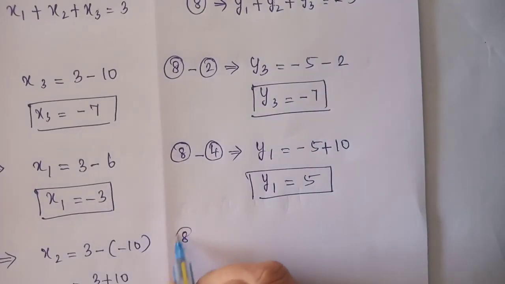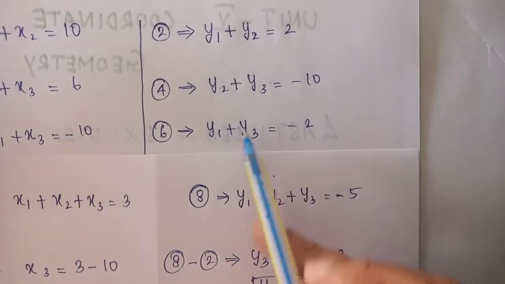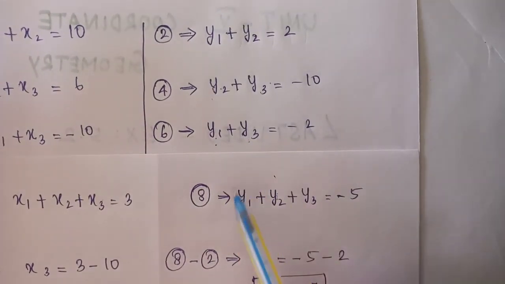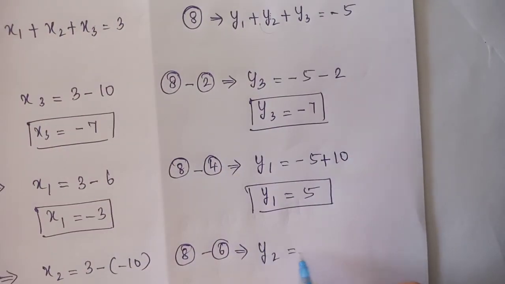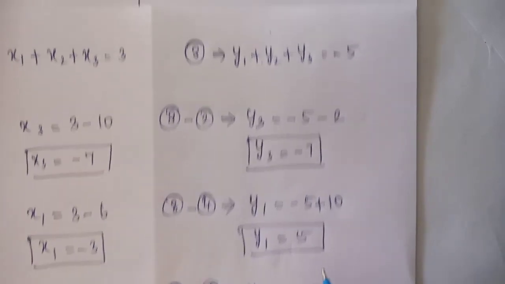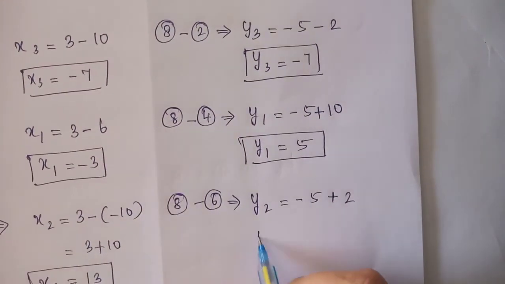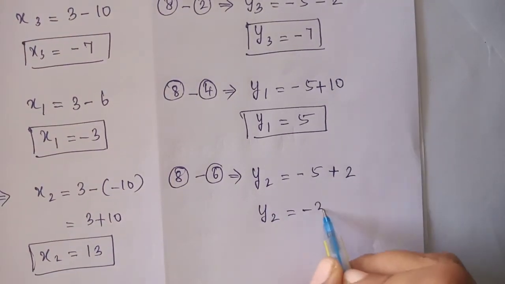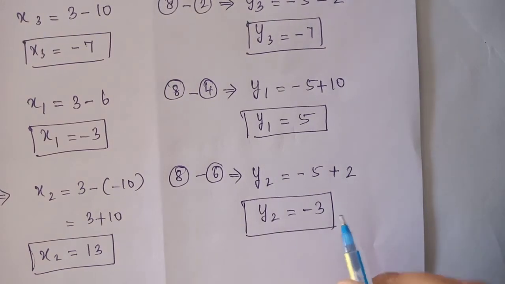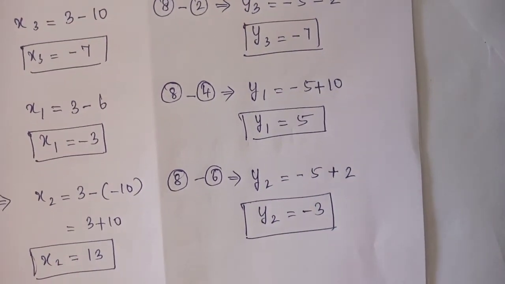Then equation 8 minus equation 6, where equation 6 is y1 plus y3. If you subtract, y1 and y3 get cancelled. Remaining, you get y2. So y2 is equal to minus 5 minus of minus 2. Minus of minus is plus 2. So y2 is equal to minus 5 plus 2, which is minus 3. So now we have found the values of y3, y1 and y2.